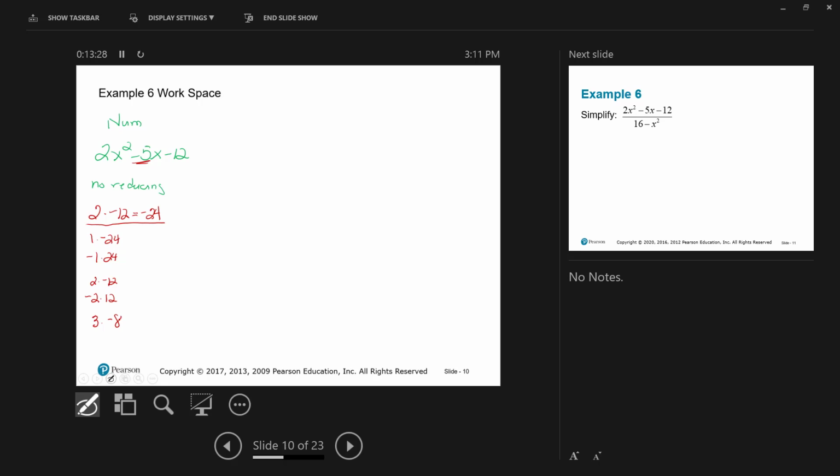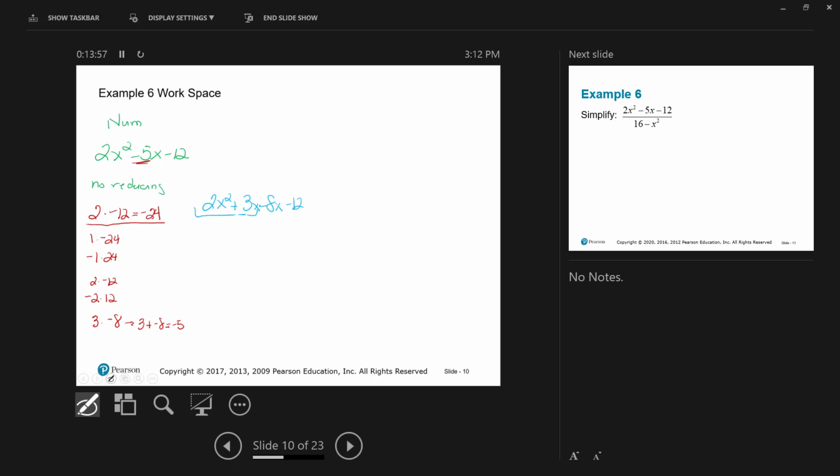Oh, wait, maybe I spoke too soon. 3 plus negative 8. If I add those, what do I get? Yeah, 3 plus negative 8 is negative 5. I think we found our combination, didn't we? Okay, that tells me we're going to do some replacing now. So we have 2x squared plus 3x minus 8x minus 12.